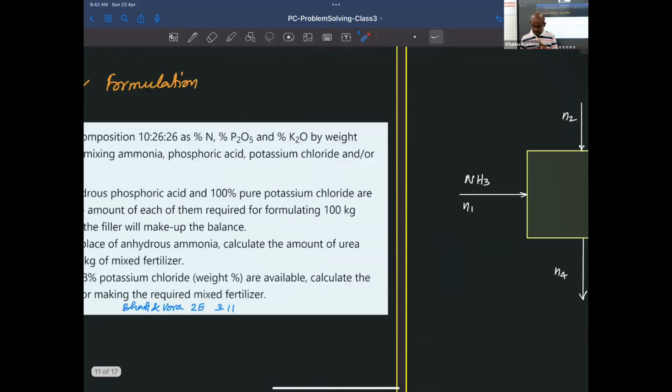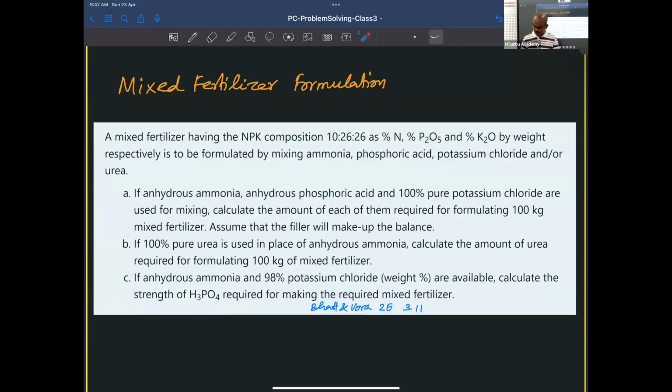I will tell you again this problem. This is about formulating an NPK using ammonia, phosphoric acid, potassium chloride. Sometimes they are available in pure form, or in acid of reduced strength, and potassium chloride again having some non fertilizer content. Okay. Here the first part is about anhydrous ammonia, phosphoric acid, and 100% KCl mixed for getting 100 kg of fertilizer. Of course, if you simply mix these three components in this proportion, it is not leading to 100%. The balance, there will be some sort of filler to make up the 100 kg. Okay, there is a meaning of this statement.